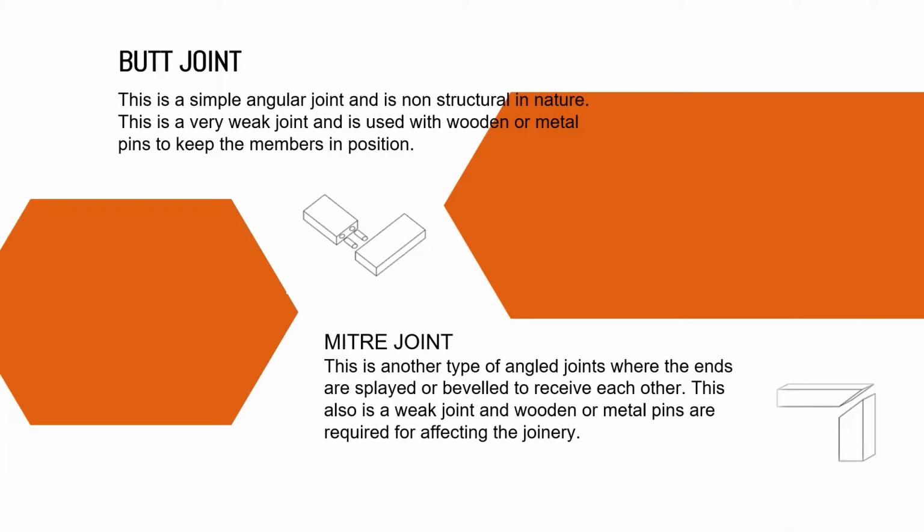Mitre joint. This is another type of angle joint where the ends are splayed or beveled to meet each other. This also is a weak joint, and wooden or metal pins are required for fixing the joint.